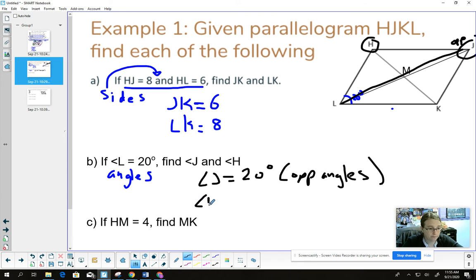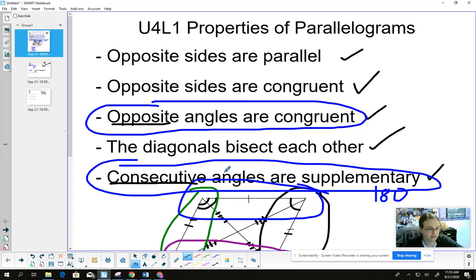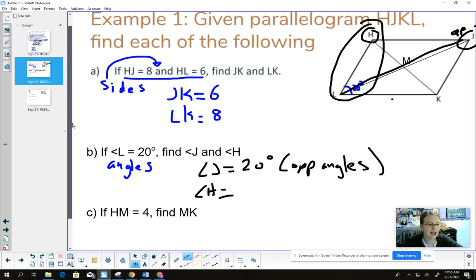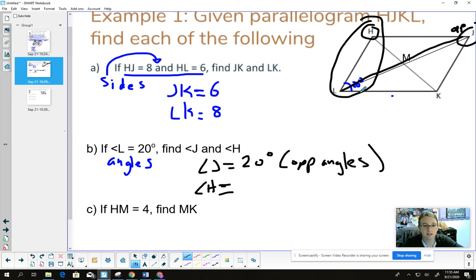Looking at the H now, though, H and L, I can circle a side of the parallelogram. Those are consecutive. And let's look back to what consecutive angles are. Consecutive angles are supplementary, which means they add up to 180. So 20 plus angle H equals 180. Try and solve for angle H. Well, we know we're just going to subtract. I hope you guys get faster at this from here on. We know that H plus 20 equals 180. If I go 180 minus 20, then I can solve for angle H right away.